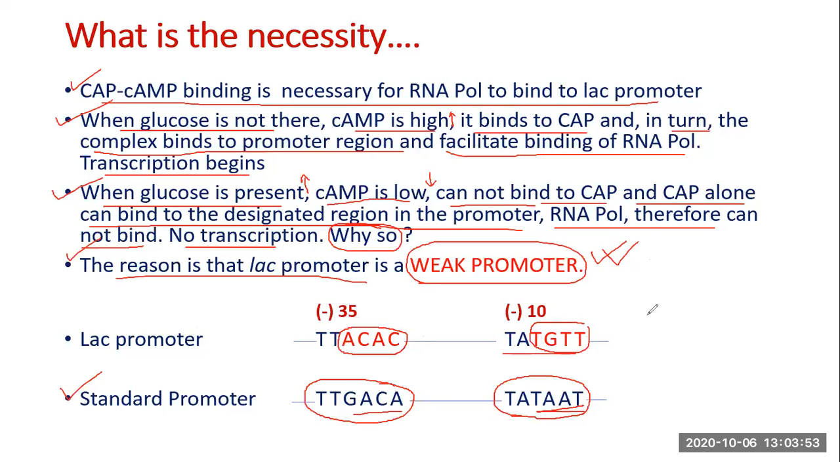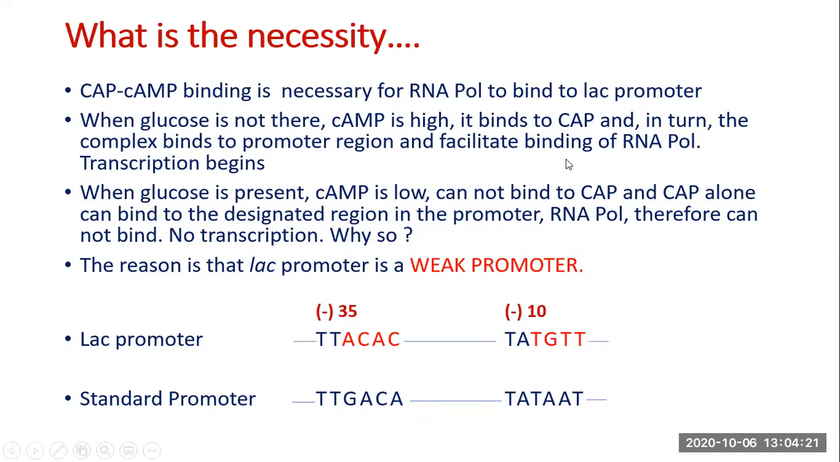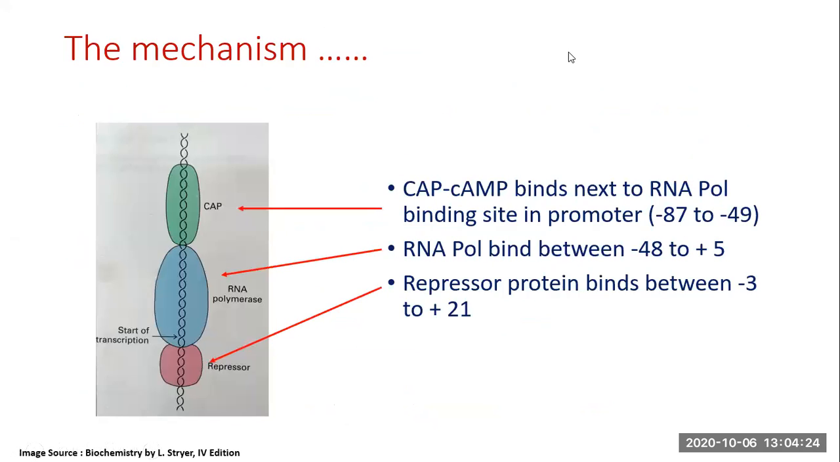When the promoter is weak, RNA polymerase always finds it difficult to recognize such promoters. RNA polymerase requires some additional help to identify this promoter, and the additional help in this case is the binding of the cyclic AMP CAP complex to a particular designated region. What is that designated region? I told you, that designated region is -87 to -49. This is the region.